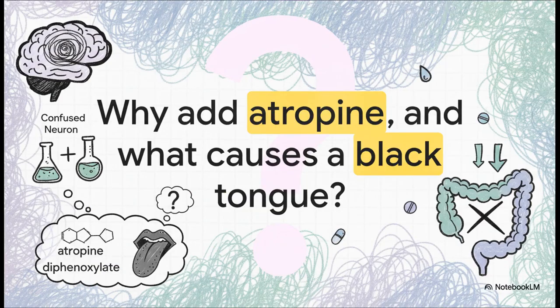Wow, okay, we covered a massive amount of high-yield ground today. So to really test your confusion neuron, I'm going to leave you with this final two-part provocative question. Why exactly do we pair atropine with diphenoxylate? And which drug is famous for giving you a harmless but terrifying black tongue?